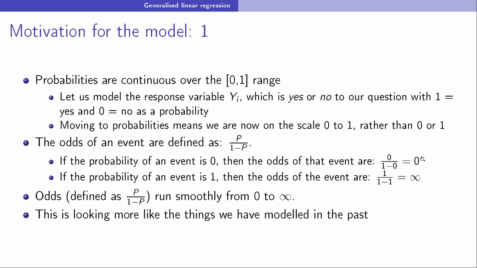So what you can see here is that rather than being on the 0 to 1 scale, by saying I want to model this as if it's a probability, and I put it on the odds scale, I'm now going from 0 to infinity. And that looks like something that is sort of halfway towards the kinds of things that we modeled. Theoretically, we were modeling things that can run from negative infinity to positive infinity.